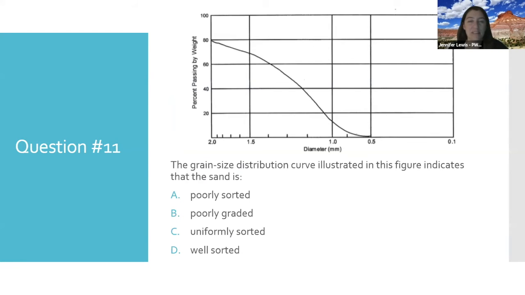Okay, question number 11. This one is another one that has a graph, and I have to move the people because you're blocking the last one. The grain size distribution curve illustrated in this figure indicates that the sand is A, poorly sorted, B, poorly graded, C, uniformly sorted, or D, well sorted. Give you a little extra time because this one has a graph with it.